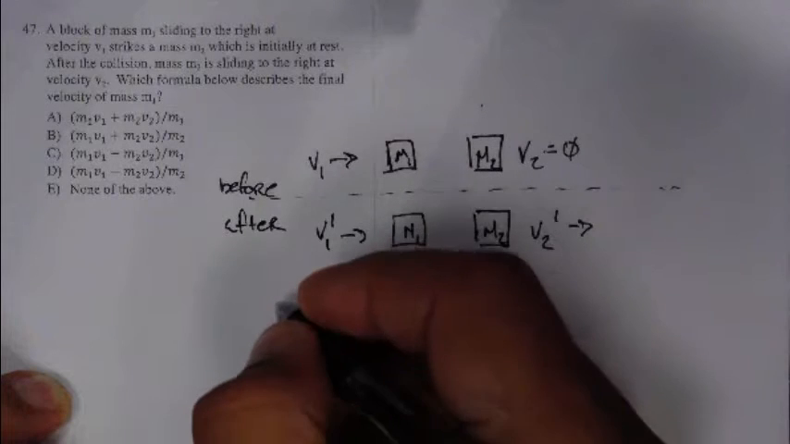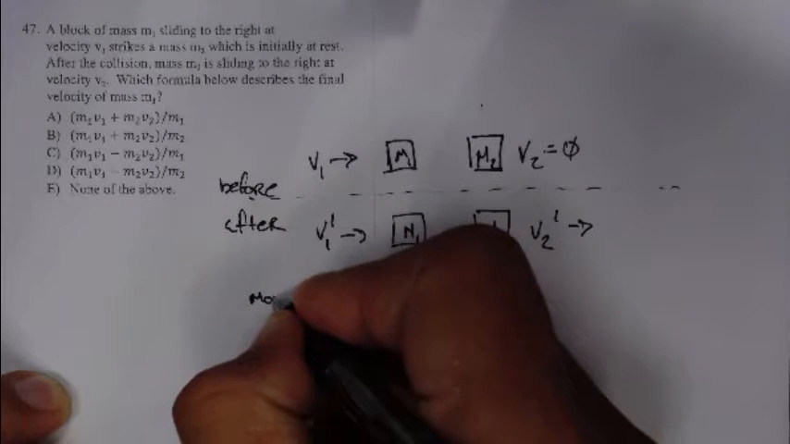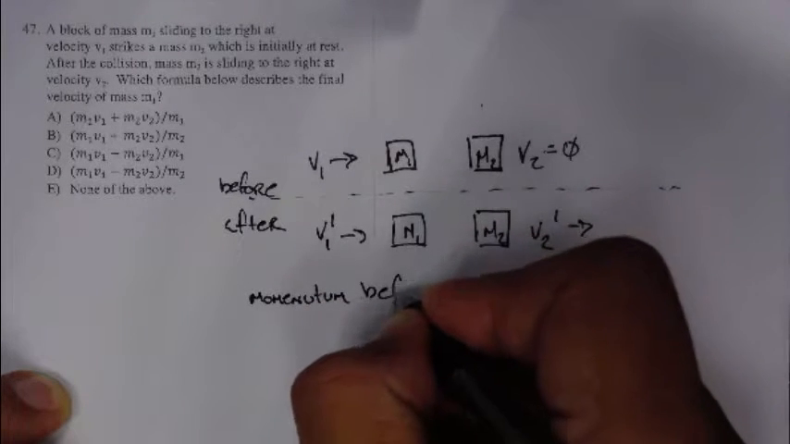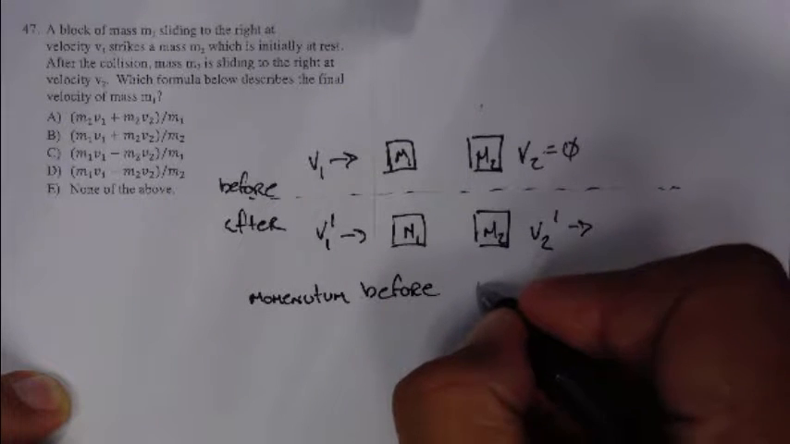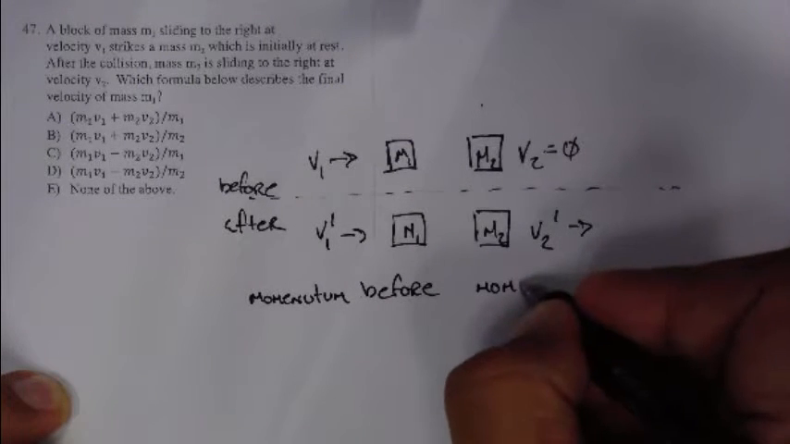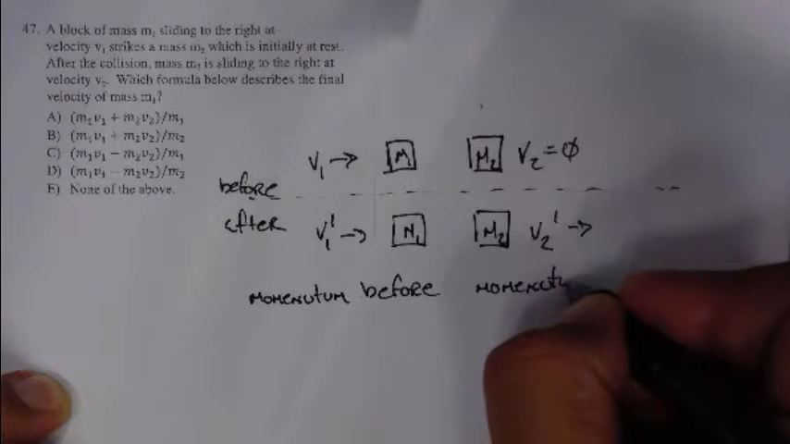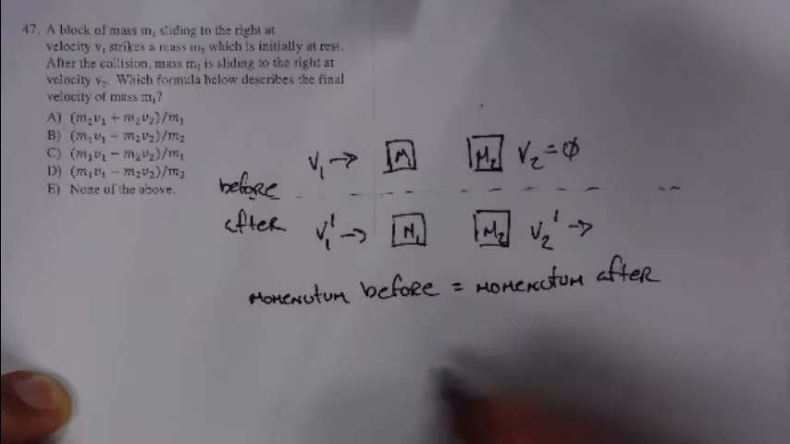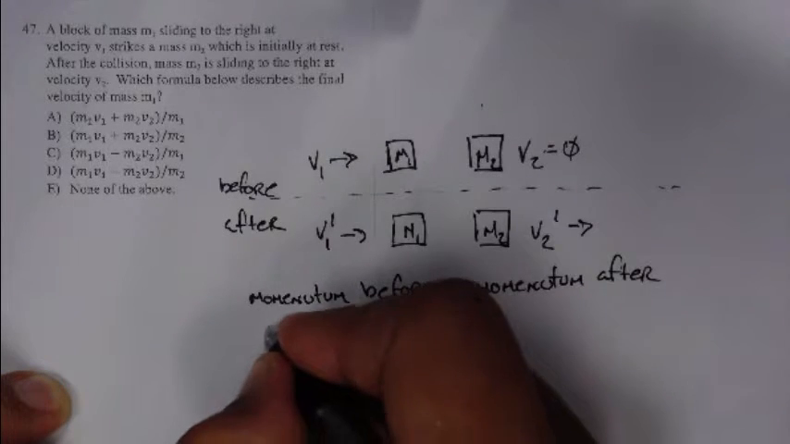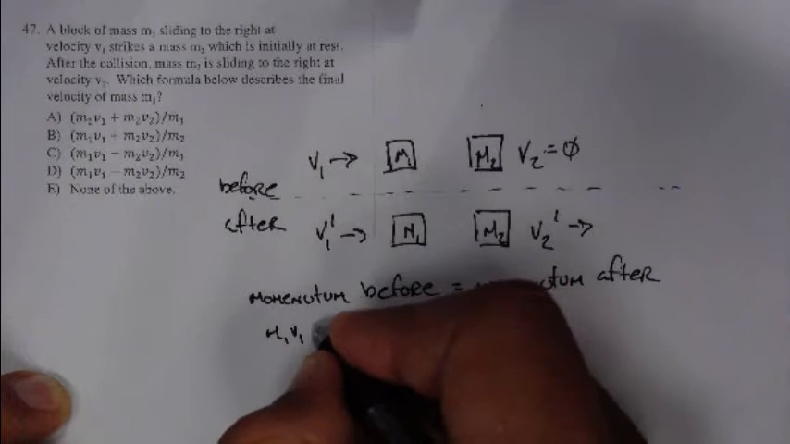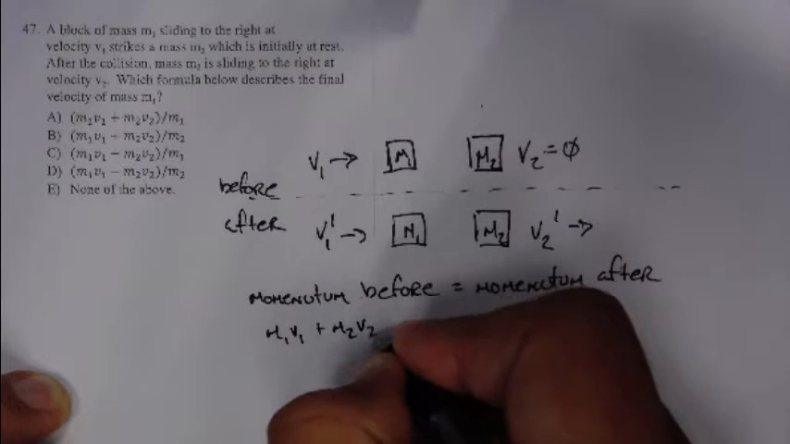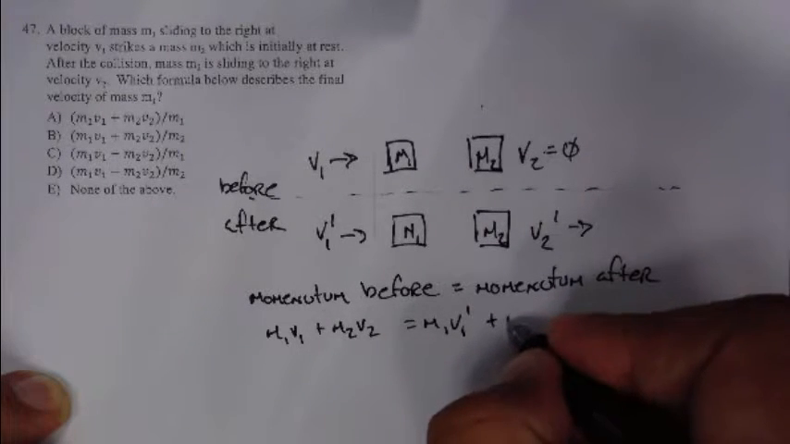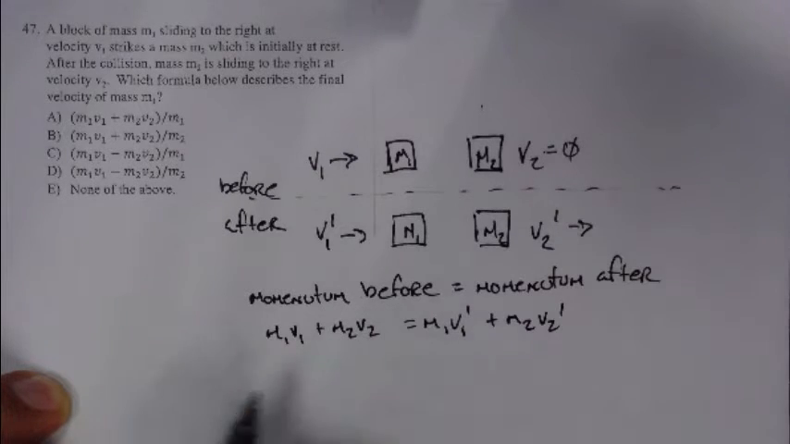Now, conservation of momentum says that the momentum in a system before is equal to the momentum after a collision. We can neither create nor lose momentum in a system. We simply convert it. So in this case, the momentum before, m1 v1 plus m2 v2, is equal to m1 v1 prime after plus m2 v2 prime after.